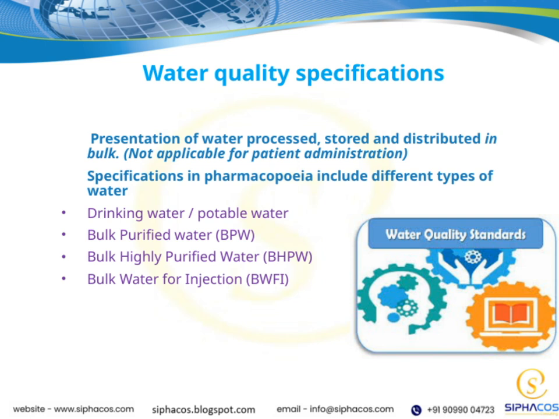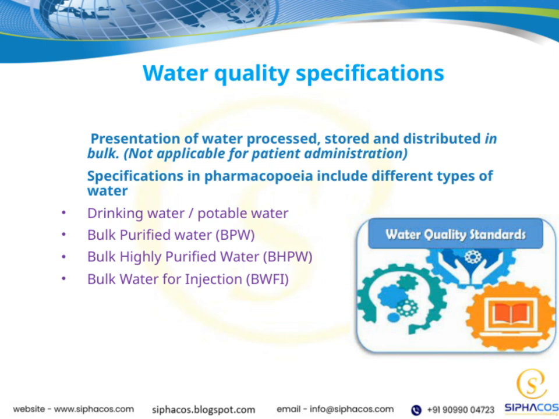First, we have drinking water, also called potable water, which is safe for human consumption. Then, there is bulk purified water, or BPW, used for general pharmaceutical processes where high purity is required. Next, we have bulk highly purified water, BHPW, which has even stricter quality standards for sensitive applications. Finally, there's bulk water for injection, BWFI, which is used specifically for preparing injections due to its extremely high purity.